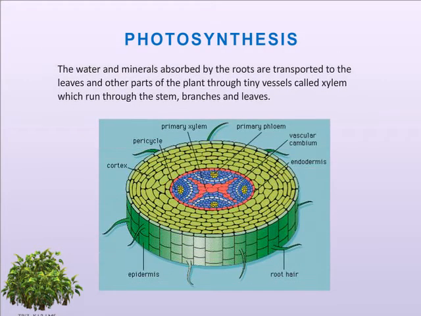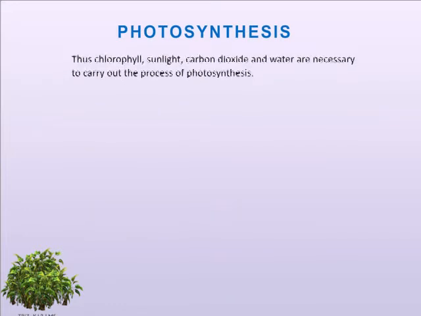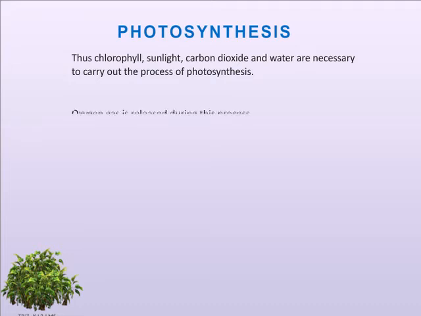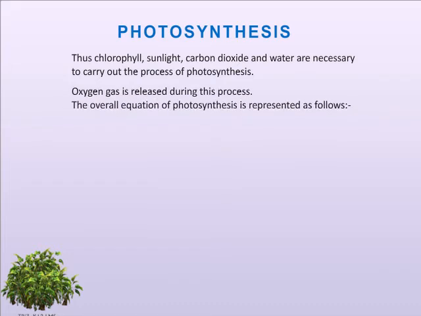The water and minerals absorbed by the roots are transported to the leaves and other parts of the plant through tiny vessels called xylem, which runs through the stem, branches and leaves. Thus, chlorophyll, sunlight, carbon dioxide and water are necessary to carry out the process of photosynthesis. Oxygen gas is released during this process.